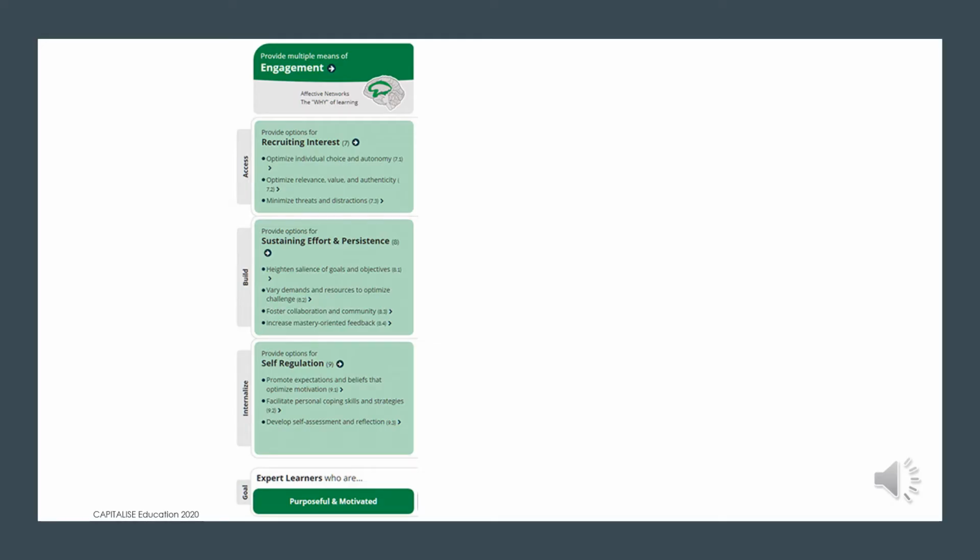The first principle of universal design for learning is the idea that I can engage students in the learning process in multiple ways. It consists of 3 guidelines and 8 checkpoints. The aim of the first principle of universal design for learning is to develop expert learners who are purposeful and motivated.